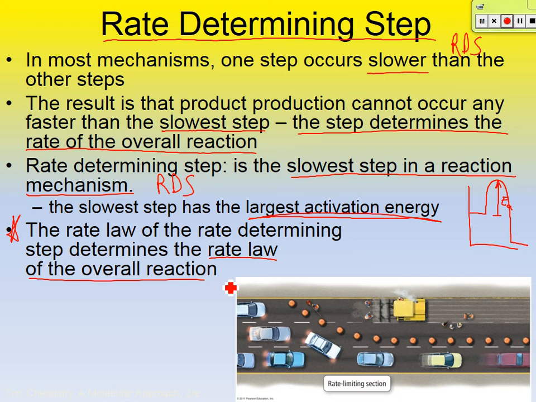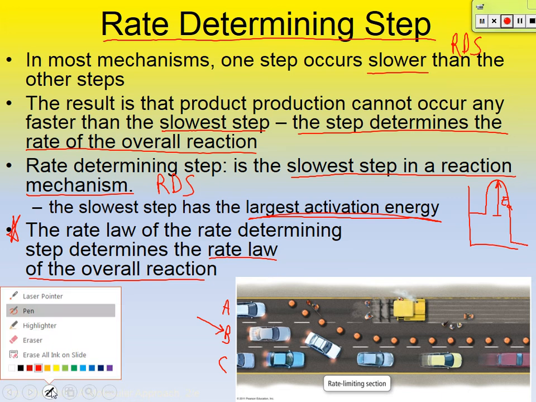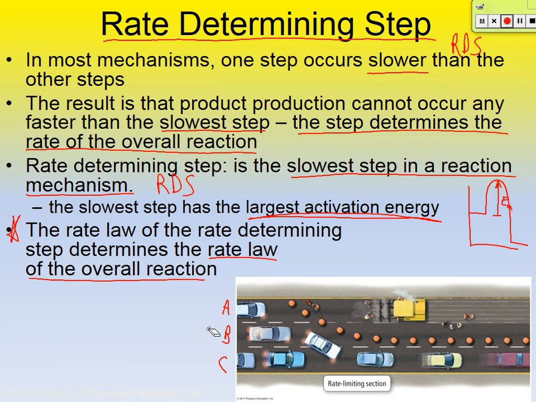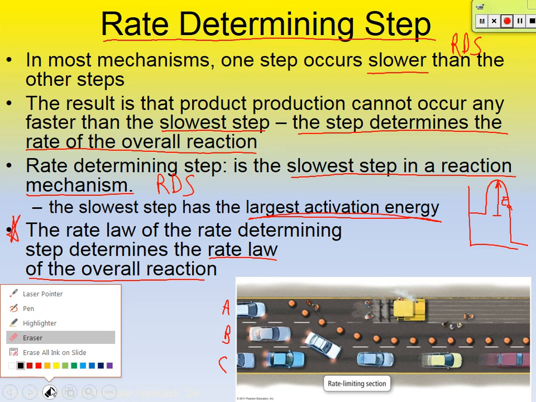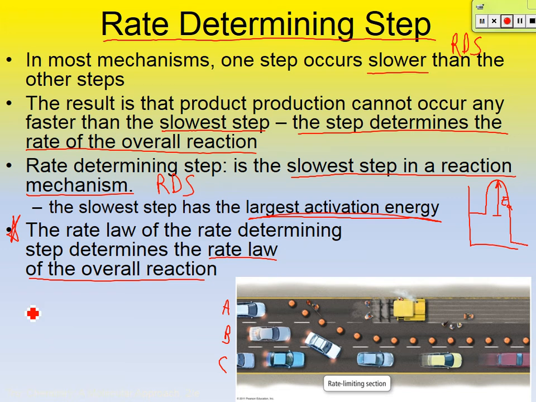All right, now I've got a picture of a freeway here. Let's label these lanes A, B, and C. And I asked you, what is the rate determining lane in this freeway? So which lane is our rate determining lane?